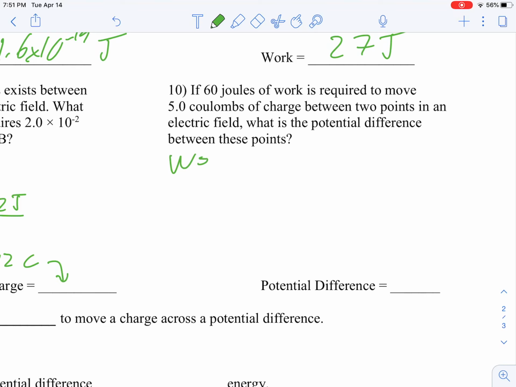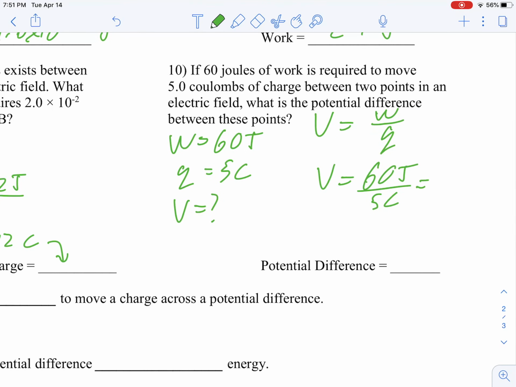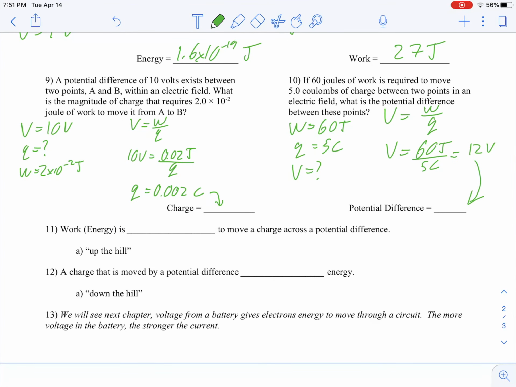All right. The next one here, if 60 joules of work, so there's our work, is required to move 5 coulombs, that's Q, of charge between 2 points in an electric field, what is the potential difference between these points? So we're looking for V, right? V is potential difference. So V equals W over Q. V equals 60 joules over 5 coulombs. And the voltage is going to be 12 volts, or 12 joules per coulomb. See how you could see the joules per coulomb there, joules over coulombs, but 12 volts is fine to write.